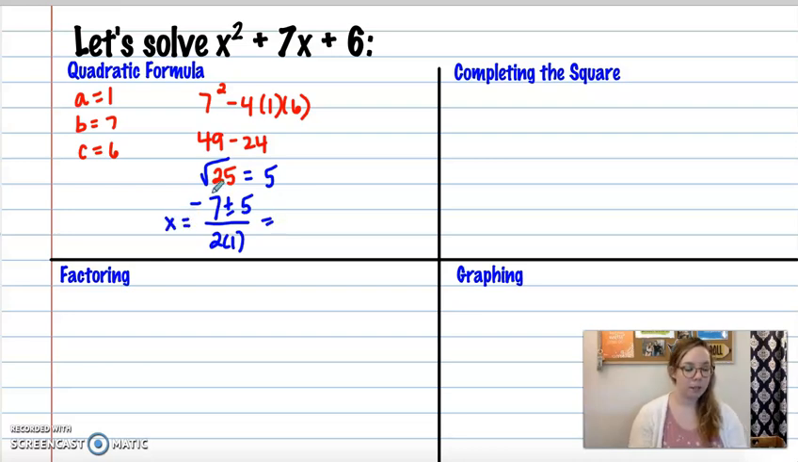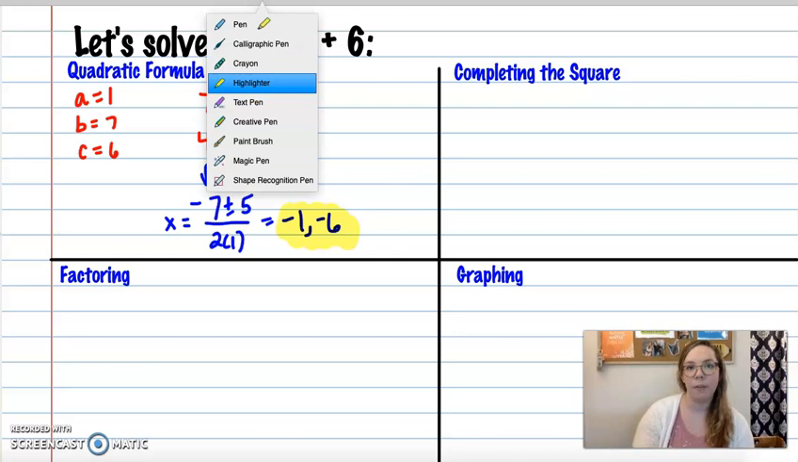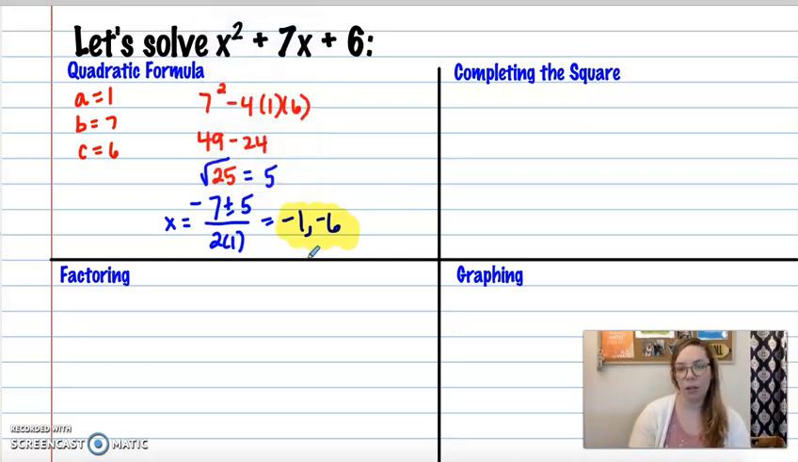So -7 plus 5 divided by 2 will give us -1. And -7 minus 5 divided by 2 will give us -6. Okay, all of our methods here are going to give us these same two solutions. So at this point, it's kind of like whatever your preference is. I will tell you that my favorite method to use, if it's possible, is factoring. I think that's the easiest, quickest. And then I like to skip to quadratic formula if I can't figure out how to factor it.